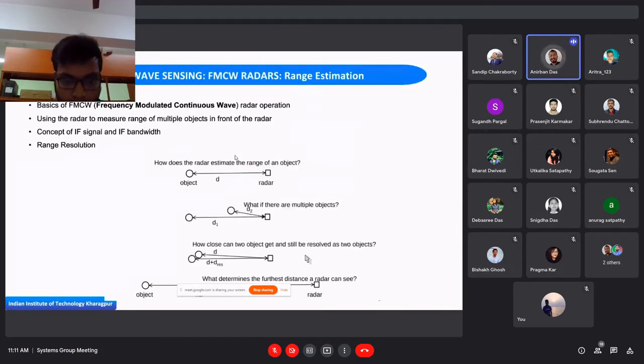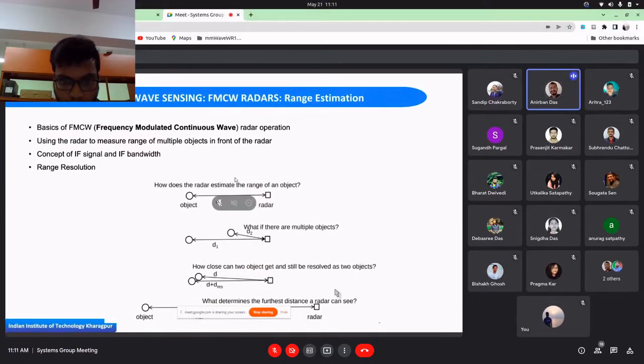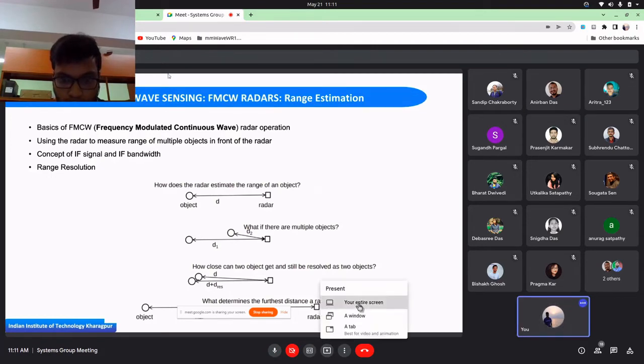From here onwards, Argo will introduce the core idea of FMCW radars, which I have said as one of the most popular radars, and then he will introduce one of the papers. So, Argo, you can stop sharing your screen.